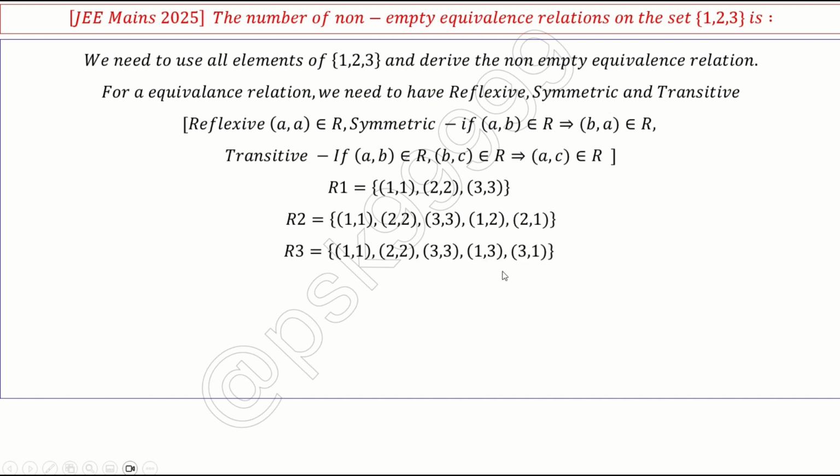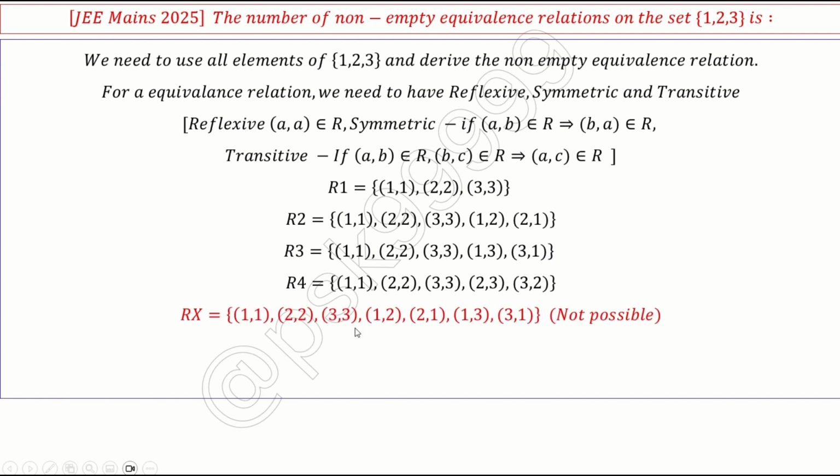Similarly, instead of (1,2), (2,1), I will take the other two pairs, (1,3) and (3,1). This is my R3, and for R4 I will take (2,3) and (3,2). Now what is my R5? Let's consider (1,1), (2,2), (3,3), (1,2), (2,1), which is R2, and I'm including (1,3) and (3,1) in this.